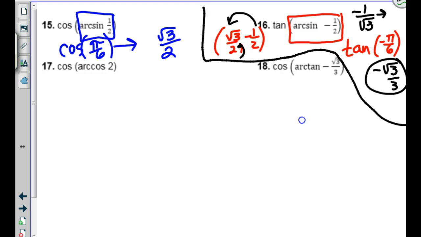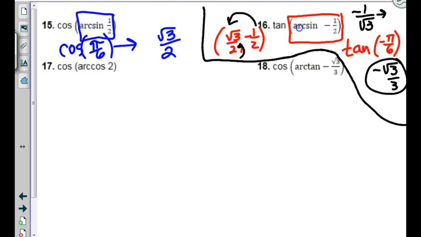Yes. The last one: arc sine positive 1/2 had to be in quadrant 1, and then it just wanted what was the cosine there. Any other questions? Did we get 16, or need me to go back over that again?